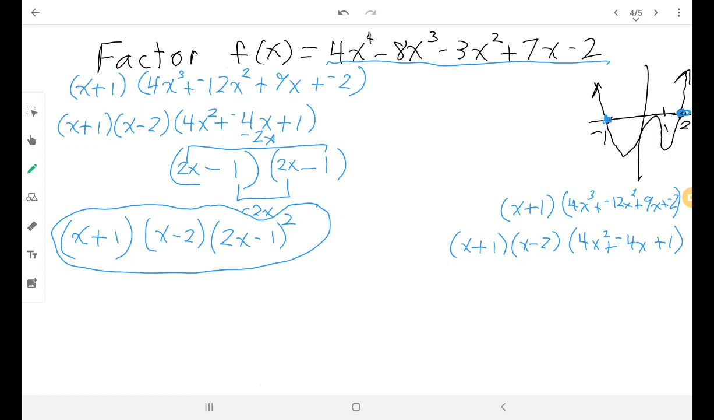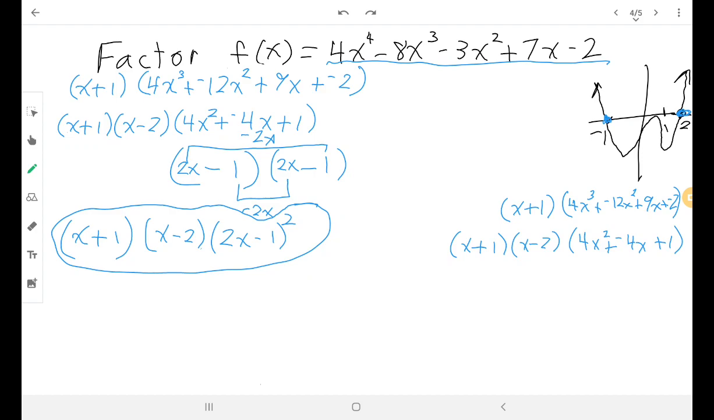Plugging in and checking was sort of one main tool. Long division was definitely a main tool. And then once you got it down to having a factor that's just squared, you can try factoring it, or you can set it equal to 0 and solve it, and come up with the factors. So that is the factoring of it.